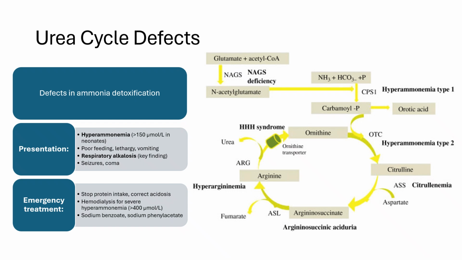Specific ammonia scavengers work through alternative excretion pathways. Sodium benzoate conjugates with glycine to form hippurate. Sodium phenylacetate combines with glutamine to create phenylacetylglutamine. Both compounds contain nitrogen and exit through the kidneys, bypassing the blocked urea cycle. Loading doses followed by continuous infusions maintain ammonia removal while arranging definitive treatment. Long-term management requires protein restriction with essential amino acid supplementation, creating a delicate balance between preventing hyperammonemia and ensuring adequate growth.